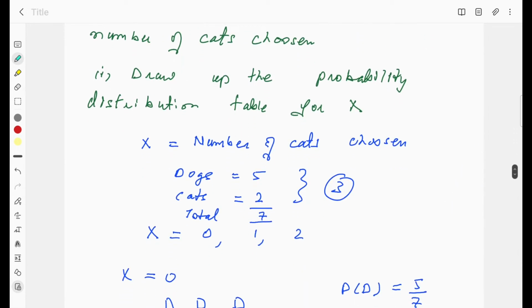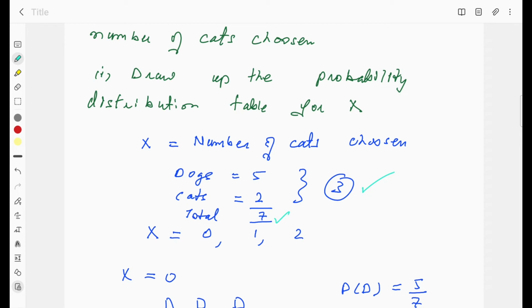Now in this question, your x is the number of cats chosen. There are 5 dogs altogether and 2 cats altogether. This gives you a total of 7 animals, but you have to choose only 3. You have to draw the probability distribution table for x.